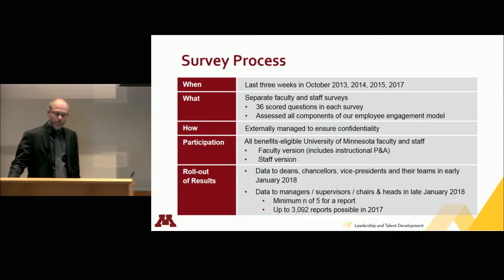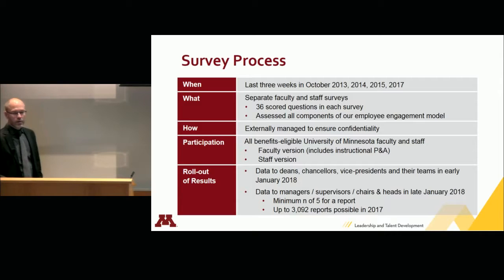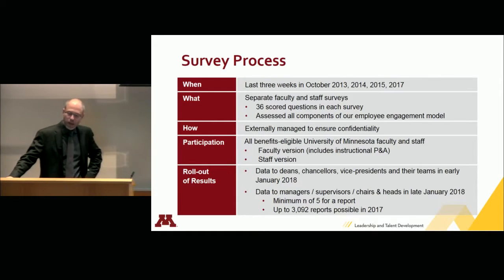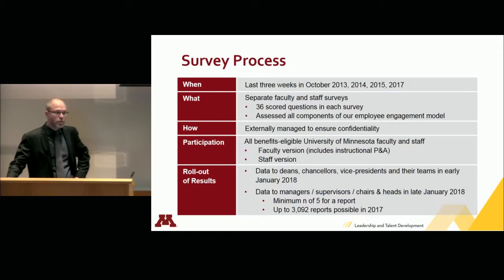The data rollout is a little different than some of the other data sources that we're talking about. The data rolls out first in January to deans, chancellors, vice presidents, so senior leaders of the colleges, campuses, and units. And they'll get a look at their data, and their teams get their look at their data. And then by the end of January, all of the other data will roll out. We have a potential of about 3,000 reports that will go out.